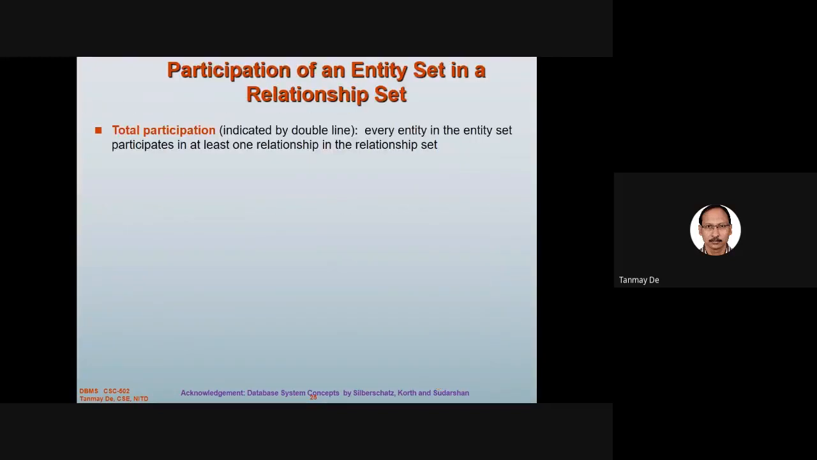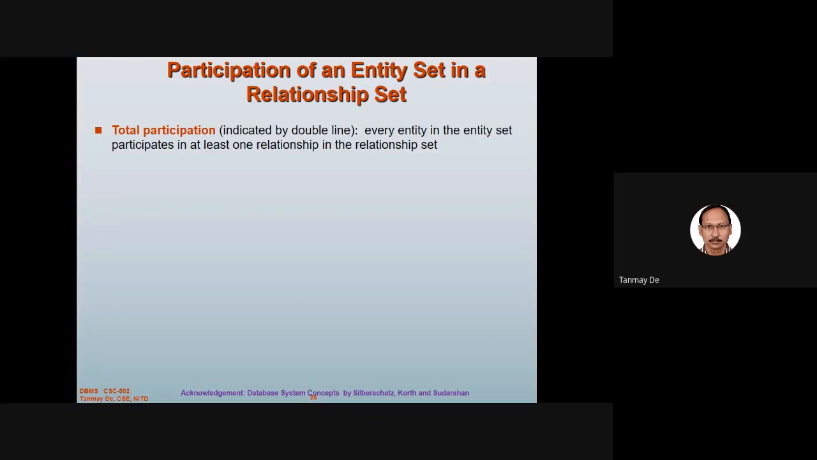Now, next point is the participation. The participation of an entity set in the relationship set. There are two types of participation: total participation and partial participation. Participation means, in an entity set, there are a number of entities. These entities are associated with an entity of another entity set via the relationship set.